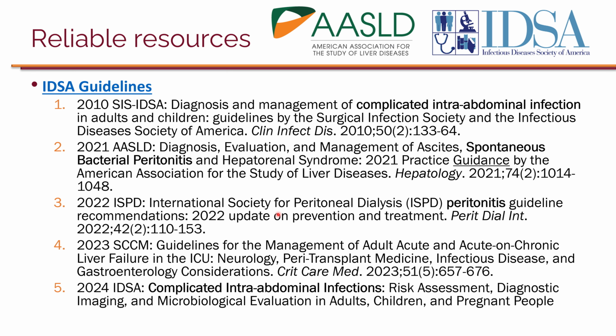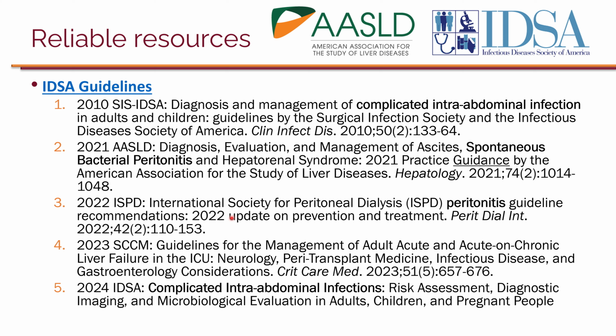Now let's take a look at some reliable resources. So IDSA guidelines for complicated intra-abdominal infections were released in 2010 that included recommendations for diagnosis as well as management. So treatment recommendations are from the 2010 guidelines. The AASLD, or the American Association for the Study of the Liver, also released guidance in 2021 for the management of ascites, spontaneous bacterial peritonitis, and hepatorenal syndrome.